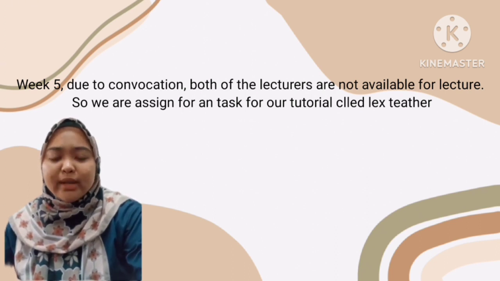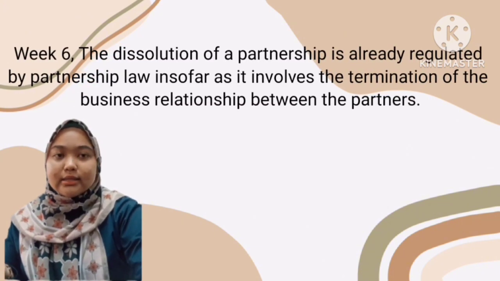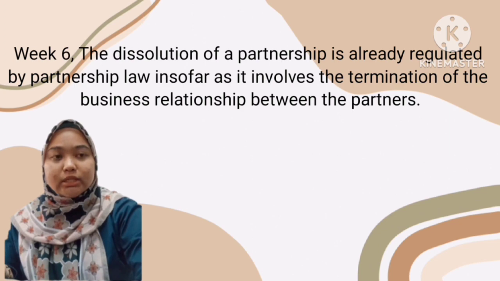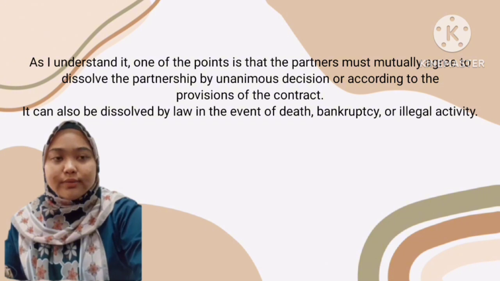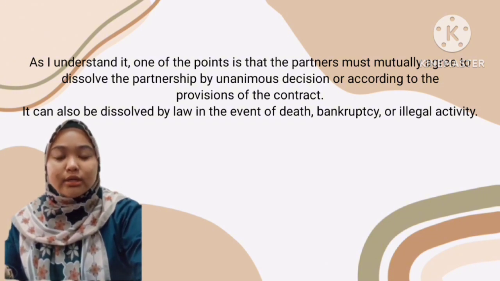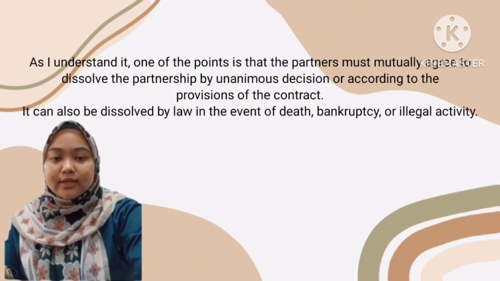While for week 6, we learned that the dissolution of partnership is already regulated by partnership law insofar as it involves the termination of the business relationship between the partners. As I understand it, one of the points is that the partners must mutually agree to dissolve the partnership by unanimous decision or according to the provisions of the contract. It can also be dissolved by law in the event of death, bankruptcy, or illegal activities.